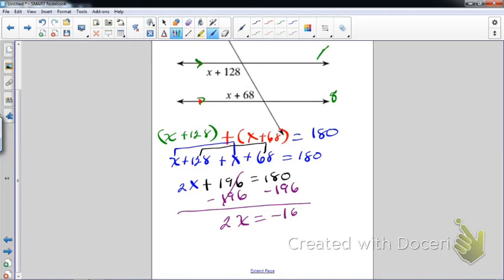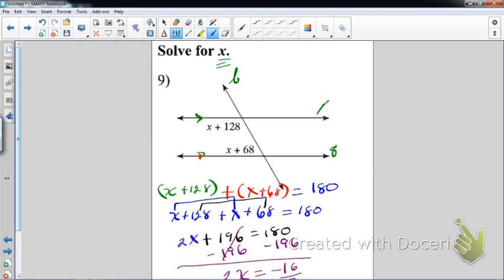To get x by itself, remember I'm going to have to do the division property of equality. So I divide both sides by 2, and I end up with x equal to negative 8. Now, remember what the instructions said at the beginning. All we want to do is solve for x. And in this case, x is negative 8.